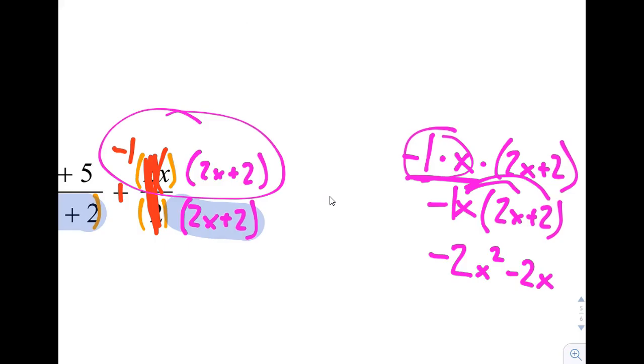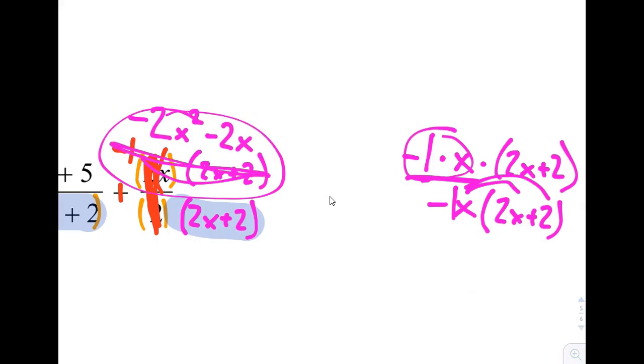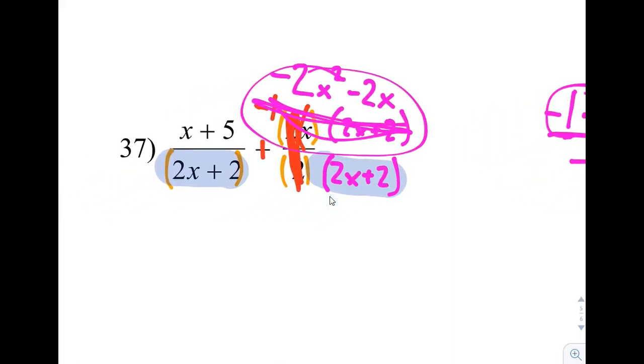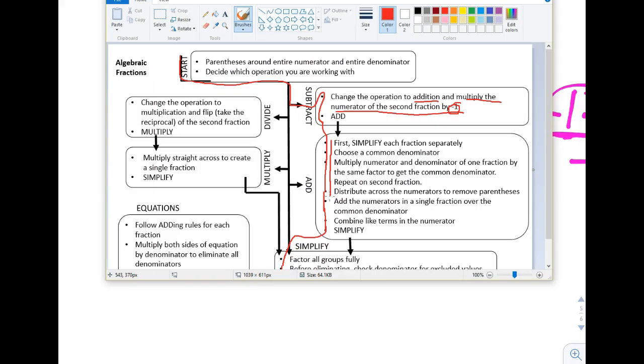So this numerator over here became negative 2x squared minus 2x. And we've replaced all of this mess right here. So now we want to go to our next step, which is to get it into a single fraction. So add the numerators in a single fraction over the common denominator.